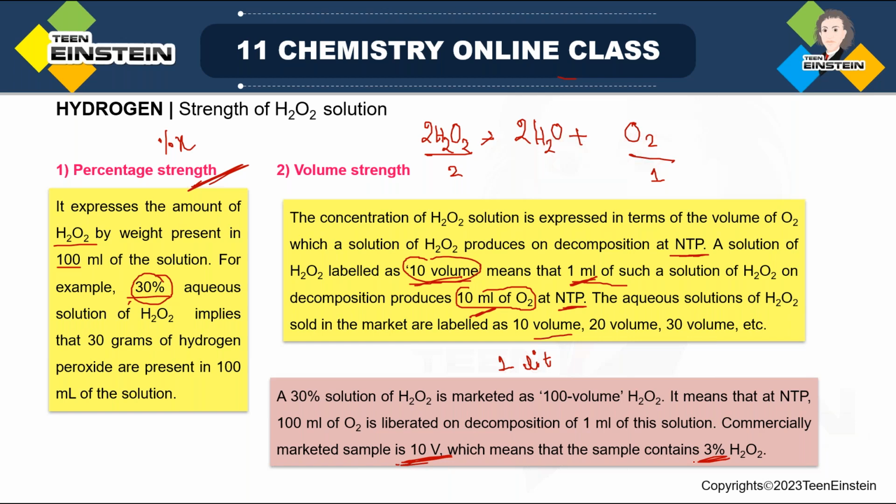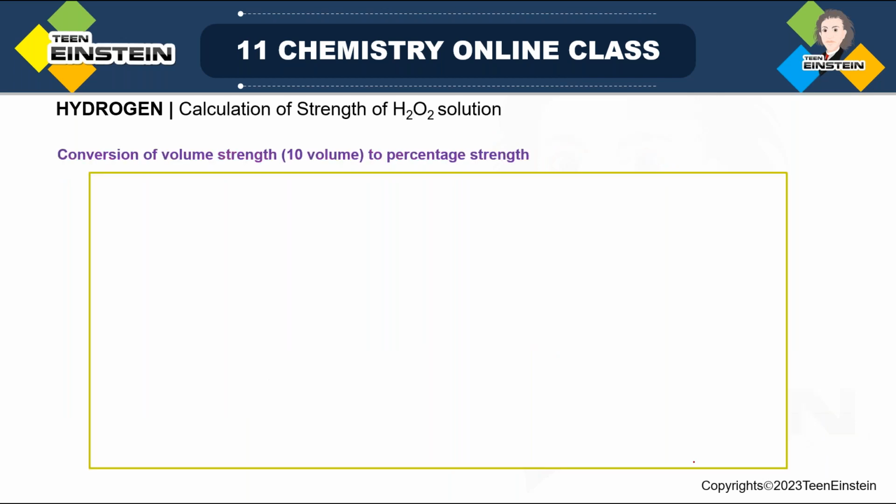So we will see how we can convert it. Today we will not be able to finish it. Once you complete all the process, the strength of H2O2, and solve some problems, the idea will be clear. The topic is calculation of strength of H2O2. Suppose you want to convert volume strength to percentage. You have been given a sample labeled 10 volume, and you have to convert it to percentage strength. Obviously it is at NTP, then only the 10 volume is applicable.